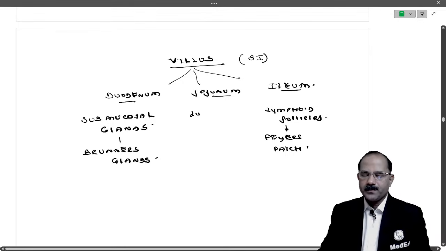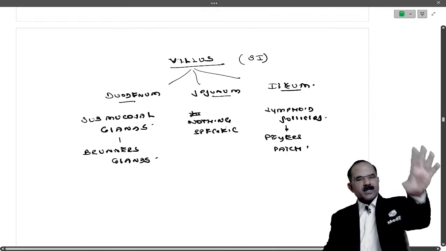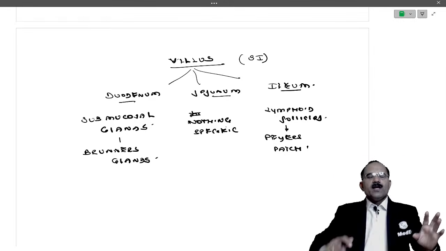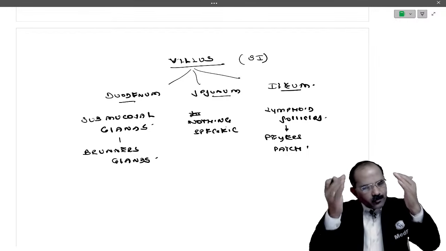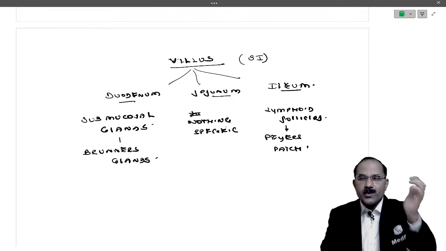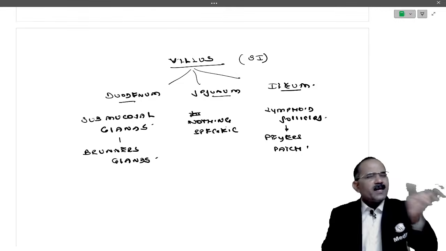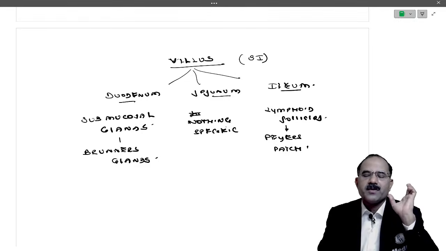It is ileum. And if there is nothing specific in the submucosa, that's going to be jejunum, right? So look, the moment I find finger-like projections, that's villus. Then I look at the submucosa. In the submucosa, if I see glands, that's duodenum. If I see lymphoid follicles, Peyer's patches, that's ileum. And if I don't see glands and I don't see lymphoid follicles, that is going to be a jejunum.